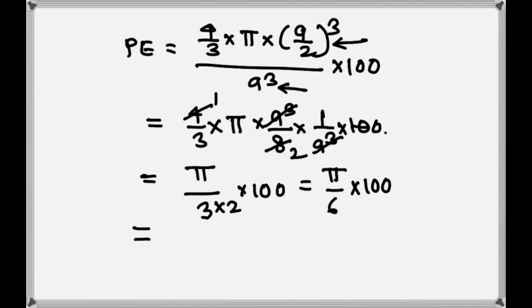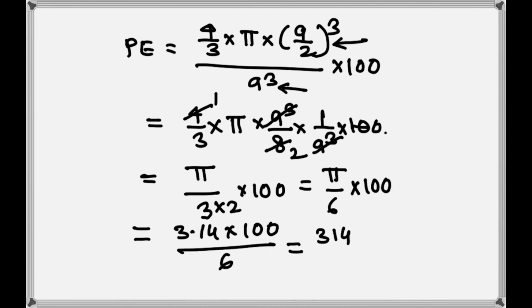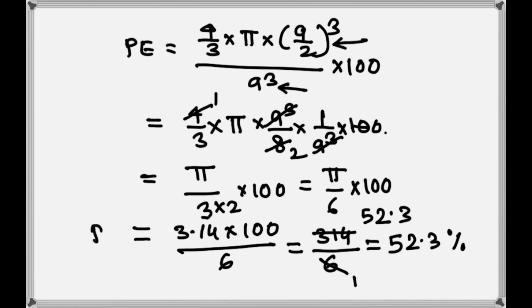Now substitute the value of pi as 3.14 into 100 divided by 6. It comes 100 into 3.14, that is 314 by 6. So 6 ones are 6, 6 fives are 30, then 1 6 is 12, then 2 6s are 18. So it is about 52.3% packing efficiency. So that was the packing efficiency in case of simple cubic unit cell.